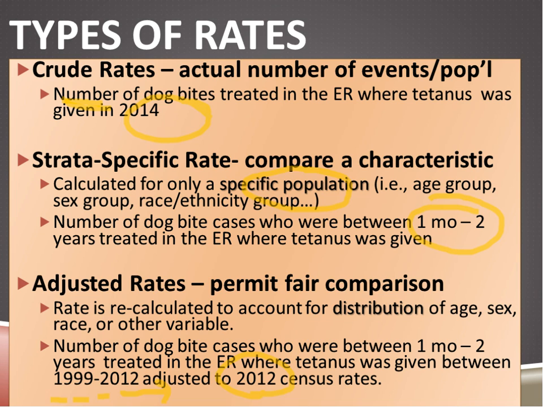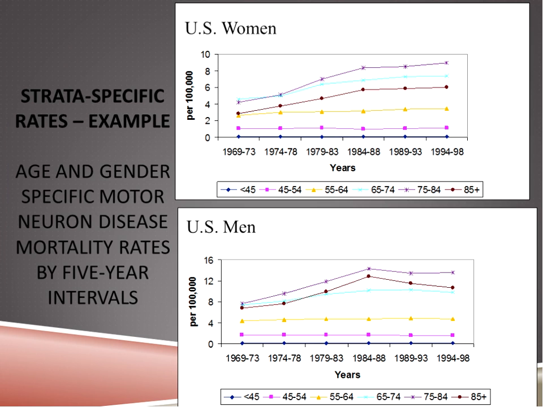So these are, again, different types of rates. When you see crude rates, these are just a number. They have not been adjusted. When you see a stratified rate, it has been stratified or separated because of some particular variable in the population that we would like to pull out. And we can stratify by a whole bunch of different types of variables. And an adjusted rate is not the true rate. It's a recalculation of the rate to account for some other kind of distribution.